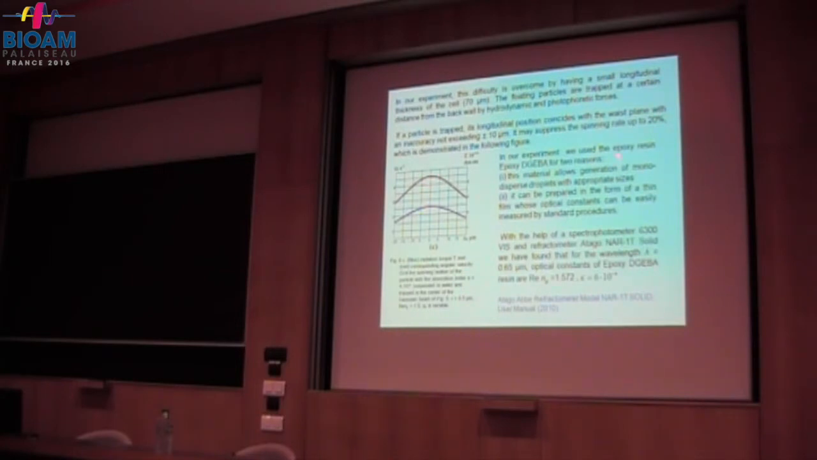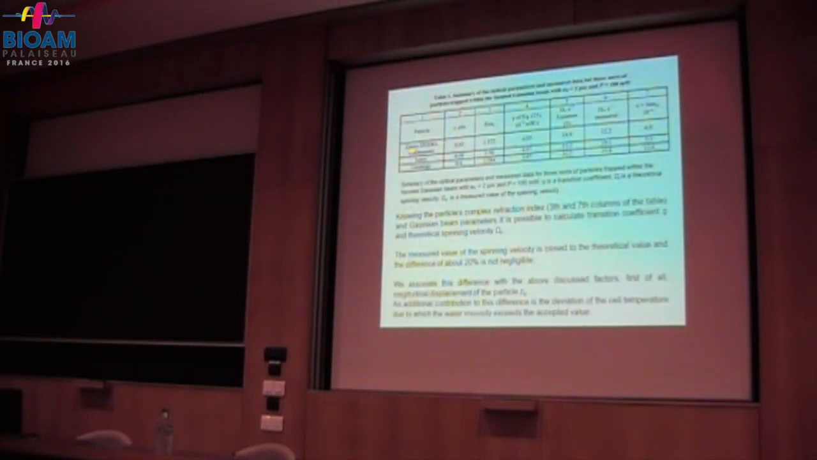In our experiment, we used the epoxy resin for two reasons. The first one, these materials allow generation of monodispersed droplets with appropriate sizes. And the second one, it can be prepared in the form of a thin film, whose optical constants can be easily measured by the standard procedure with the help of a spectrophotometer and a refractometer. For epoxy resin, we have measured the following parameters. It is used in this table, in the first row, as a calibration procedure.